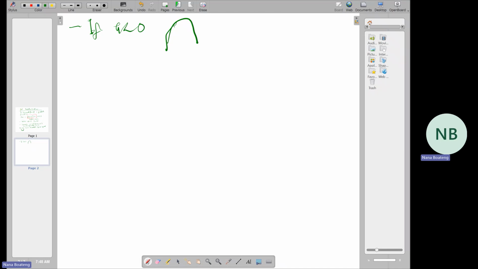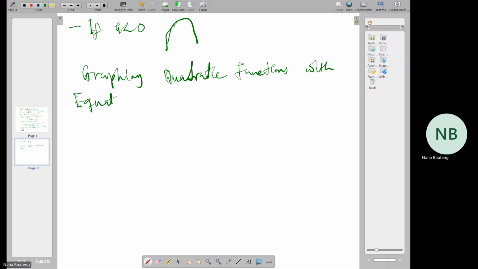Let's look at how to graph quadratic functions in vertex form. So the next thing we want to look at is graphing quadratic functions with equations in vertex form.